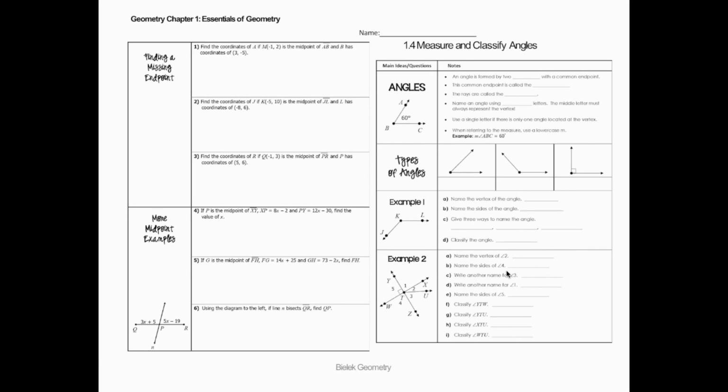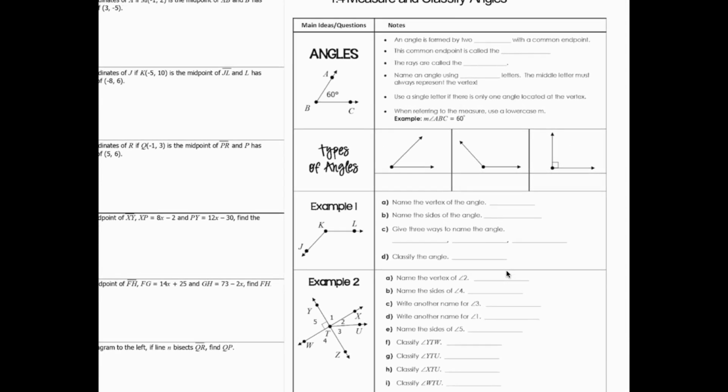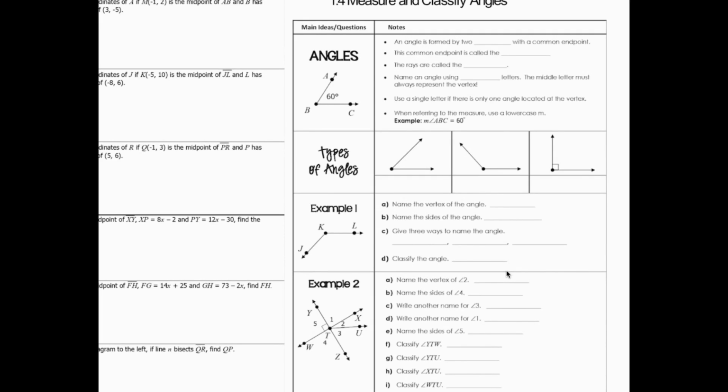So, starting off with the basics, an angle is formed by two rays with a common endpoint. So remember, a ray has a point on one end and an arrow on the other end. The endpoint is called the vertex. That's like the corner. The rays are called the sides.